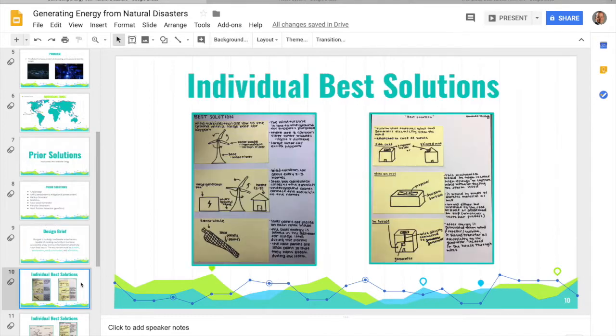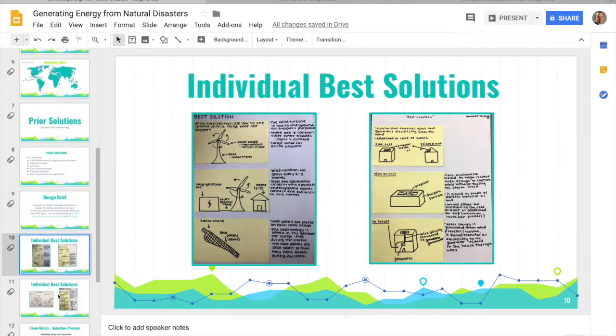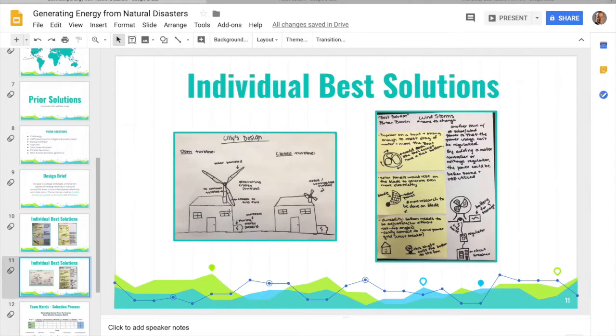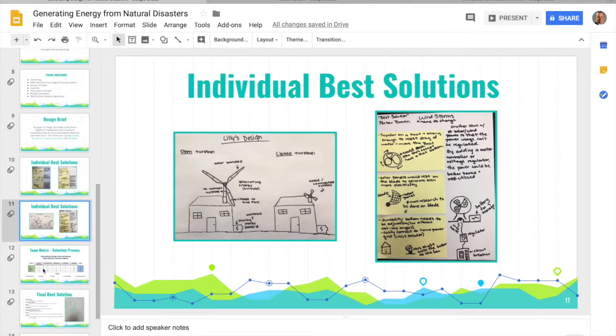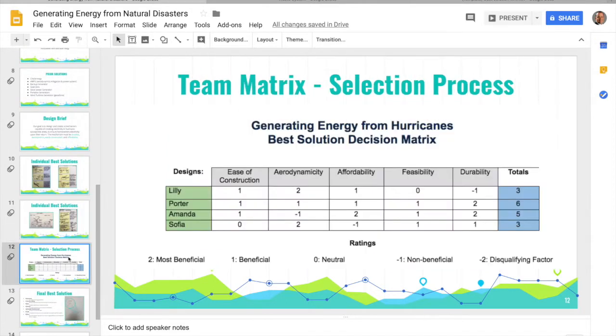In addition, the teams will create their own individual design. As you can see here, this would be a best solution, and it illustrates the detail and a little descriptor of their best solution. The following two members, again, it's detailed. You understand what they're trying to do. Once you're able to identify all the different sketches, you go ahead and now do a team matrix.